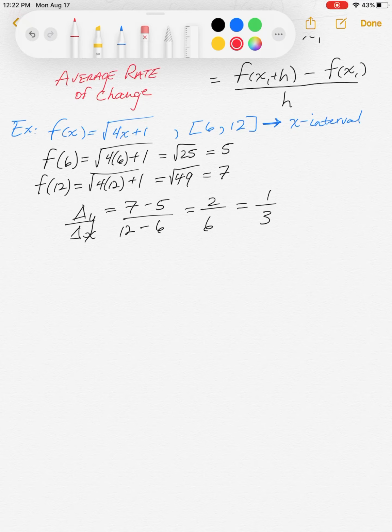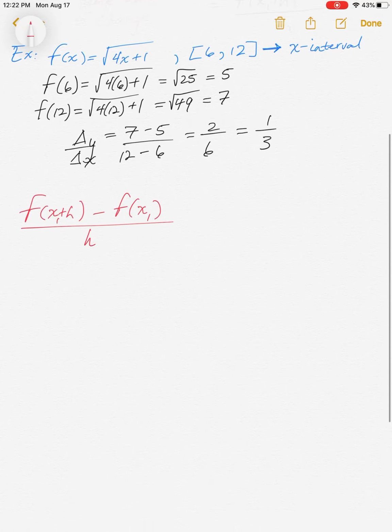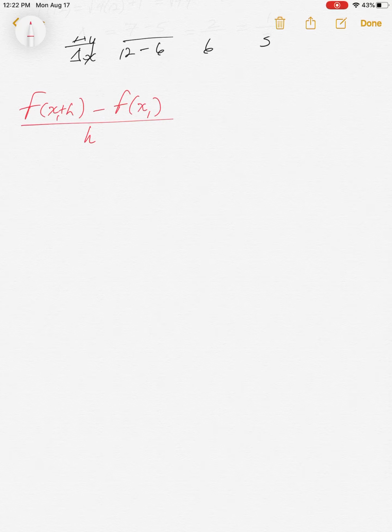I'm just gonna toss it down here for us. f of x1 plus h minus f of x1 all over h. All right, let's move that up and do another example. And this in algebra, again, is the difference quotient, but still we're talking about average rate of change.